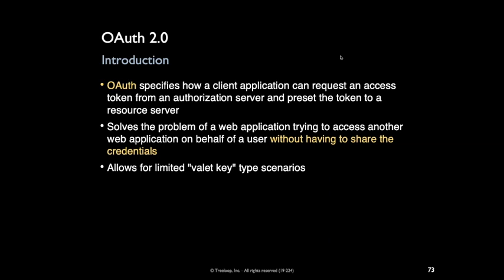So it allows for limited valet key type scenarios. We call this a valet key type scenario because you want to give the valet the key that can be used to move the car, but you don't want to give him access to the glove box and the trunk and all that kind of stuff, right? Partial trust. Okay, so OAuth can be used and works very well for this partial trust kind of situation.